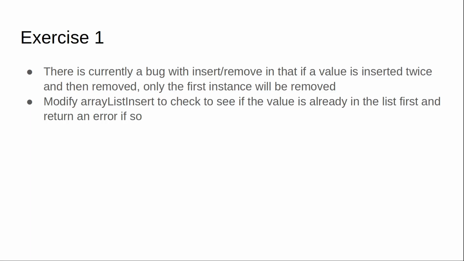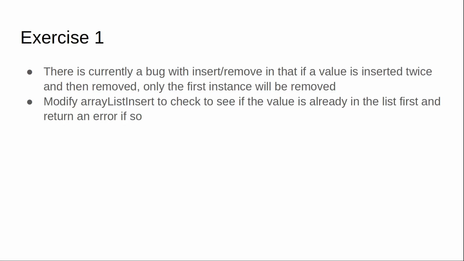Exercises. Right now, we have a bug with the insert and remove logic, because if a value is inserted twice, it's going to be added to what was the end of the list on two separate occasions. If we then call remove, we only remove the first one we find. We don't continue to search the list beyond that. So really it would be ideal if we don't allow duplicates.